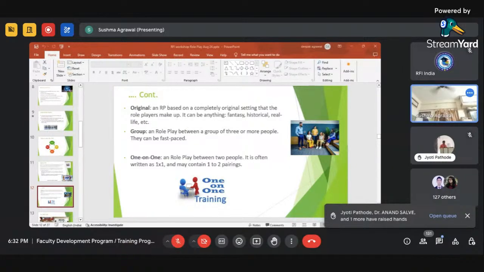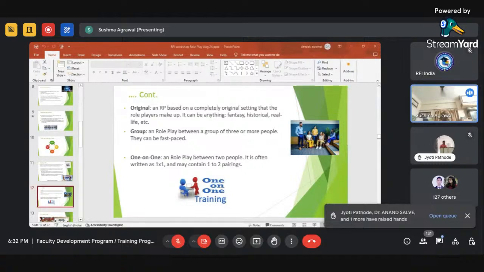The second type of role play activity is original acting, where originality is to be performed. That is a completely original setting that the role players make up. It can be anything: fantasy, historical, real life, etc. For example, someone is playing the role of Shivaji Maharaj, someone is playing a freedom fighter, a politician, or a business tycoon. Anything can be done. That is the original activity, just like what we used to see in biopic movies.